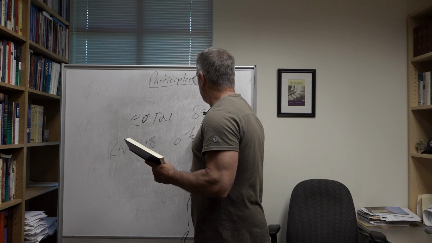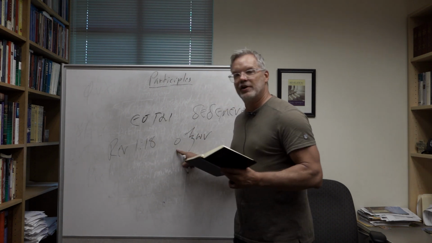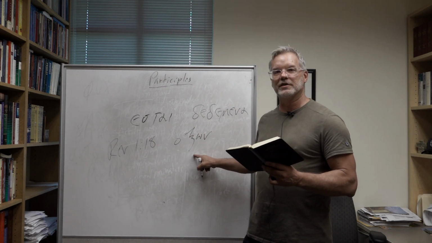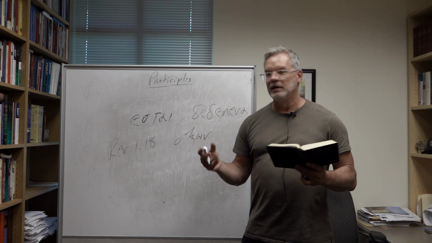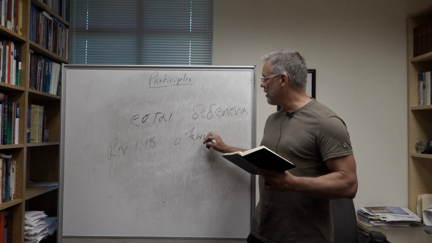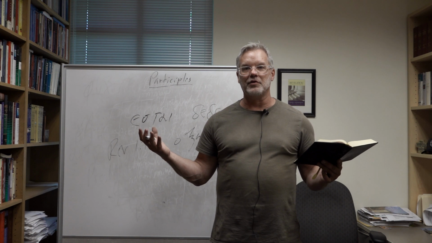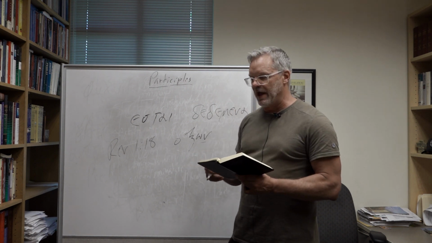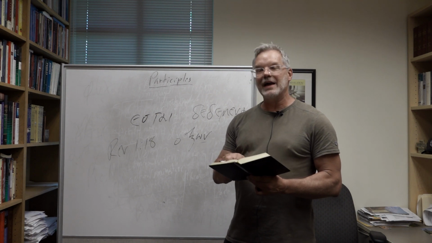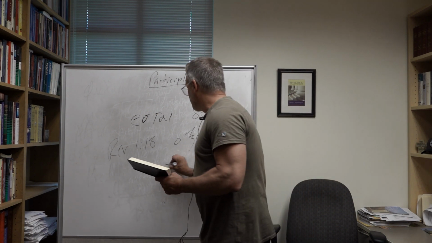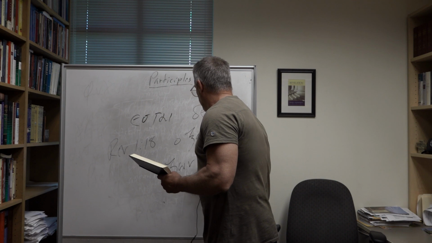Do not fear, I am the first and last, and the one living, zon. Here's a substantival participle, the living one. An article followed by a participle, and it's not modifying another noun. The living one. And I was dead, and behold, I am living. It's zon eimi.